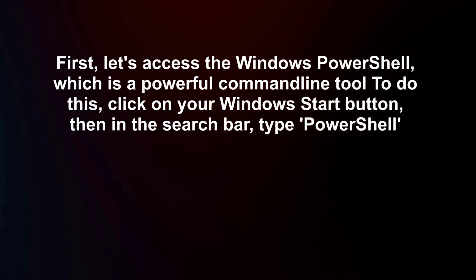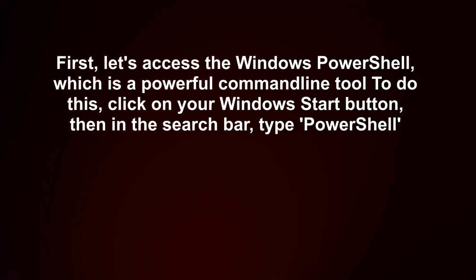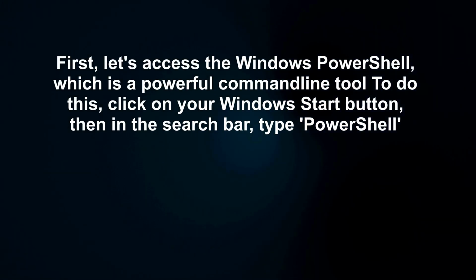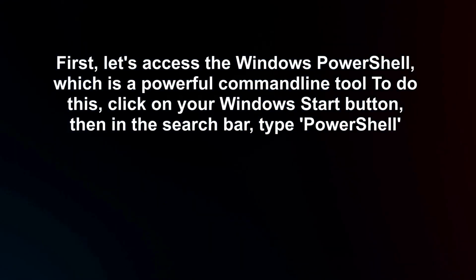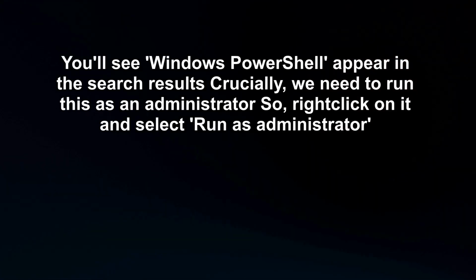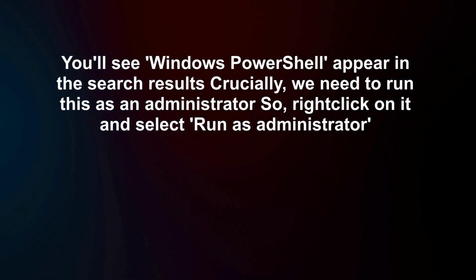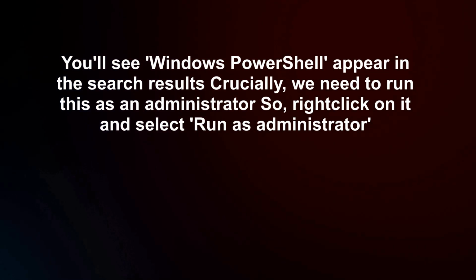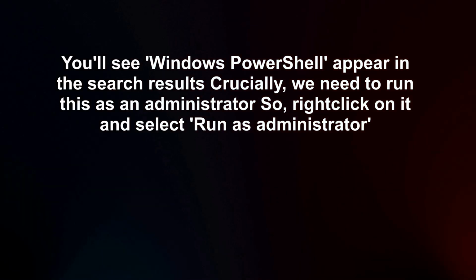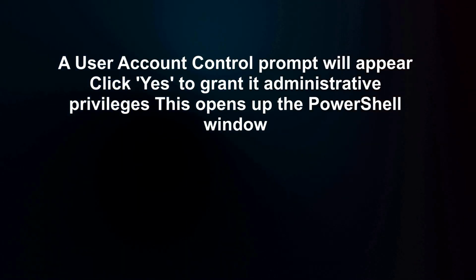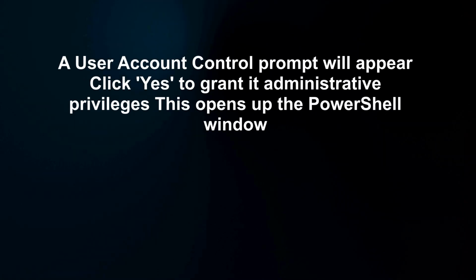First, let's access the Windows PowerShell, which is a powerful command line tool to do this. Click on your Windows Start button, then in the search bar, type PowerShell. You'll see Windows PowerShell appear in the search results. Crucially, we need to run this as an administrator, so right-click on it and select Run as Administrator. A User Account Control prompt will appear. Click Yes to grant it administrative privileges. This opens up the PowerShell window.